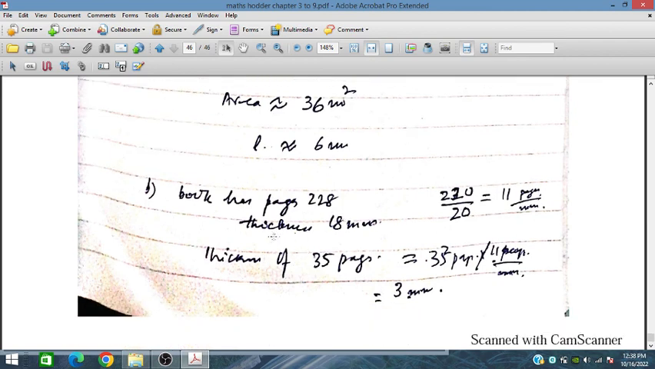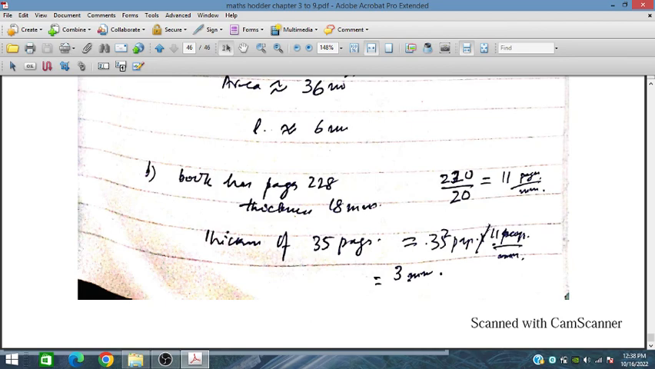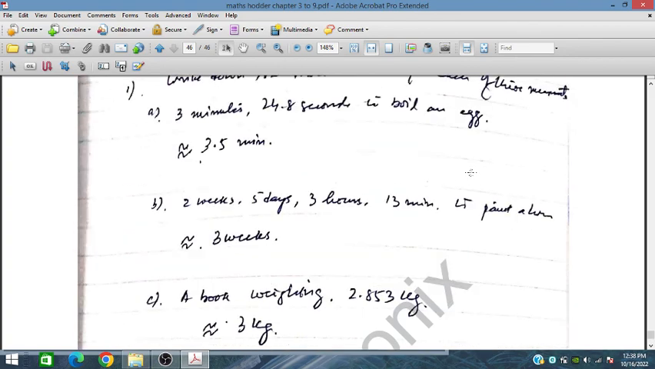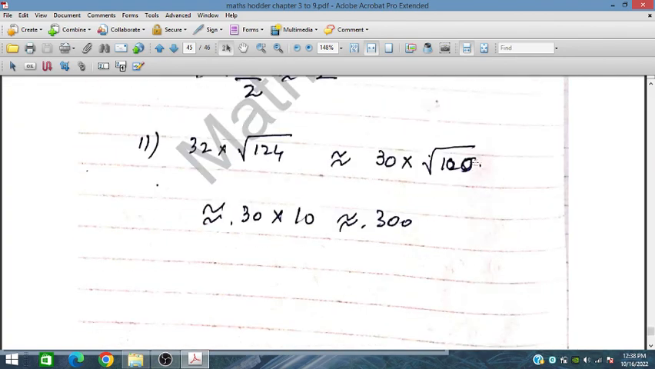Looks at this page's thickness, which is 18 millimeters. This is approximately 20, so we can easily perform the calculation. 18 pages, so the thickness of 35 pages is multiplied by this. So this is approximately 3 mm or close to it. So these are estimations, which are very important in our real life. So that's all for now.